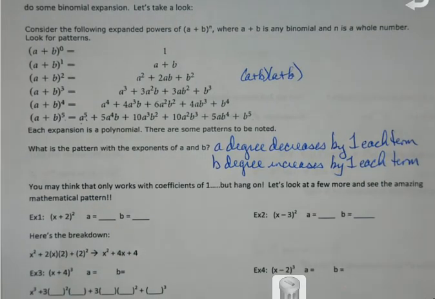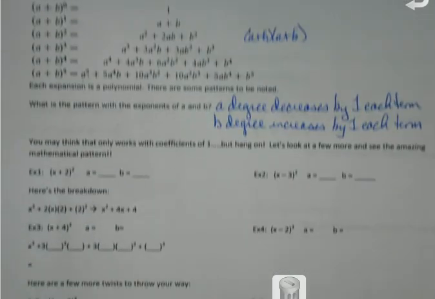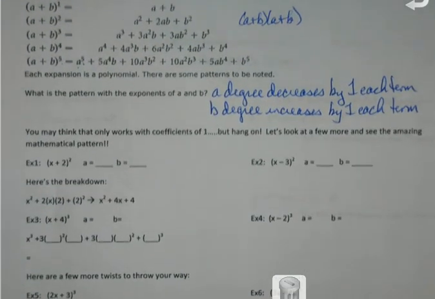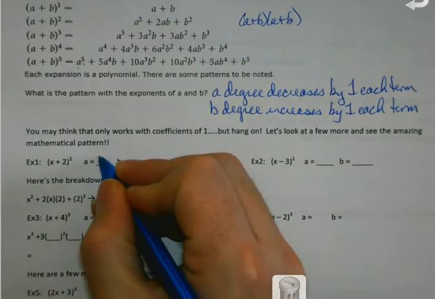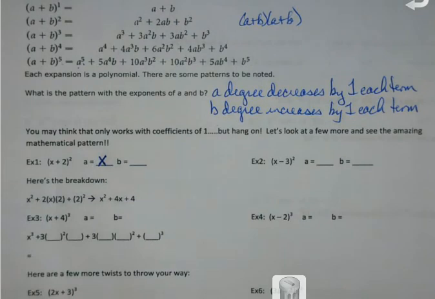And that's going to be true whether it's (a plus b) to the first, to the 100th, whatever. That pattern won't change. And so it makes this easy to do some other things that we may not think about doing otherwise. So here's kind of how this is going to work. For instance, let's say we get something like (x plus 2) squared for example 1. My a value would be x, my b value would be 2, just so I can look at it as far as the pattern goes.